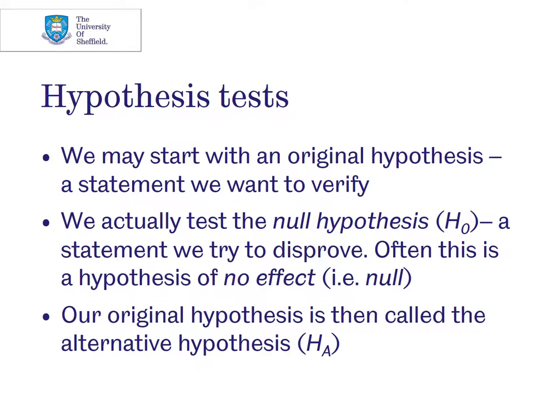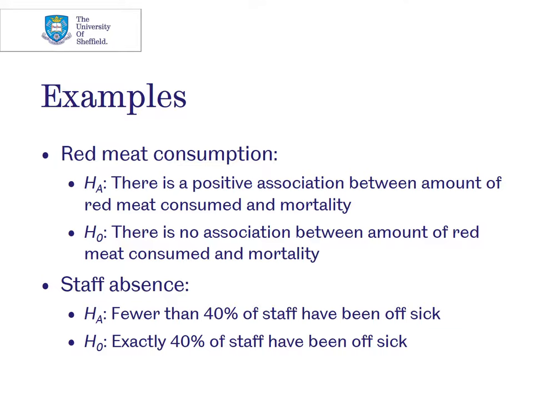And what we then do is call our original hypothesis the alternative hypothesis. This is usually denoted by HA, as opposed to H0, which is the null hypothesis. So to think about the two examples we've been talking about here, if we go back to the red meat consumption, our alternative hypothesis would be that there is a positive association between the amount of red meat consumed and mortality. The null hypothesis is that there is no association between the amount of red meat consumed and mortality.